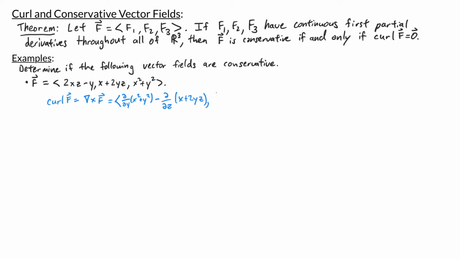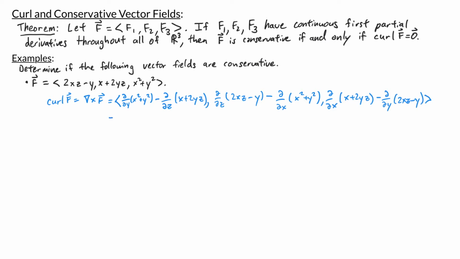The second component is the partial derivative of 2xz minus y with respect to z minus the partial derivative of x squared plus y squared with respect to x. The last component is the partial derivative of x plus 2yz with respect to x minus the partial derivative of 2xz minus y with respect to y.